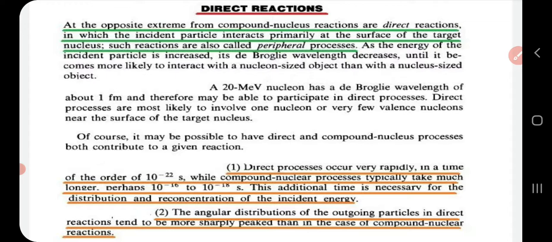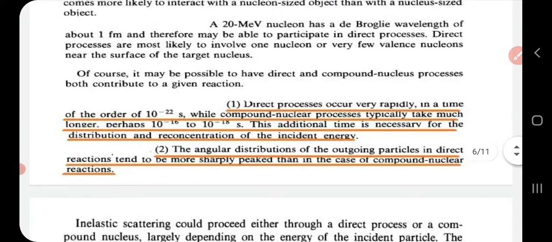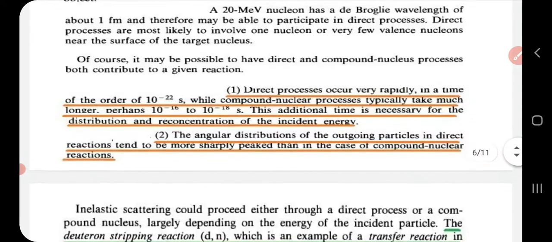So what is meant by direct reactions? That is a question. Direct reactions are also called peripheral reactions. They are those reactions in which the incident particle interacts at the surface of the target nucleus. Now a 20 mega electron volt nucleon has a de Broglie wavelength of about 1 Fermi meter and it can participate in a direct process. Direct processes mostly involve one nucleon or very few valence nucleons near the surface of the target nucleus.